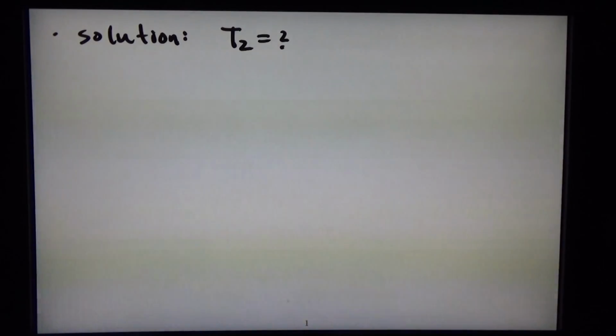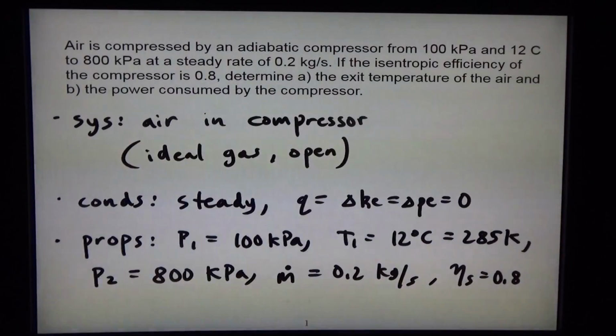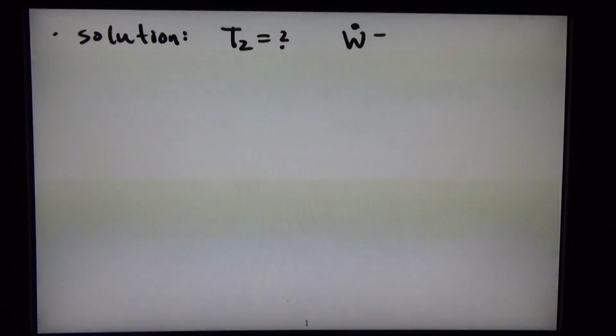Next, we're ready to start solving. So we're looking for T2, and we're also looking for the power. The power should be negative because it's a compressor, so it should be negative power consumption.